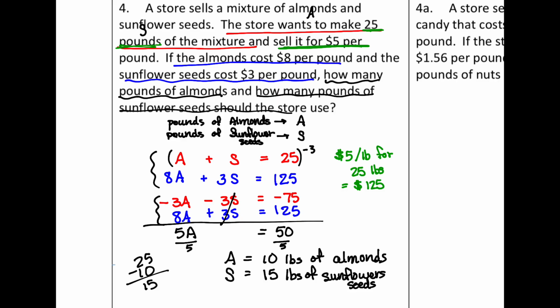And let's say you wanted to check this one, okay? You already know the red one. A plus S is 25 because that's what I used here. So all you would have to check is the blue one.